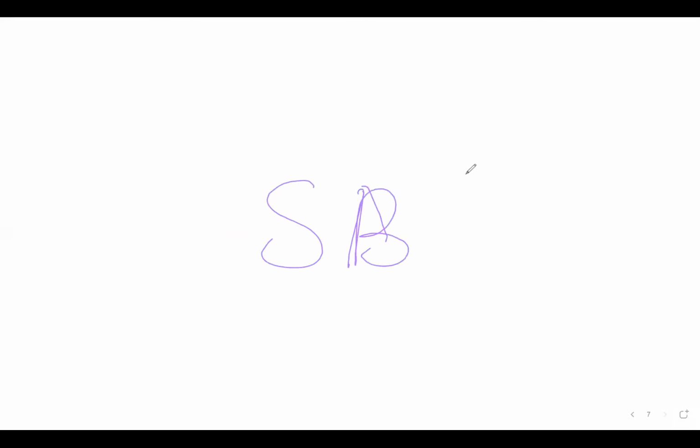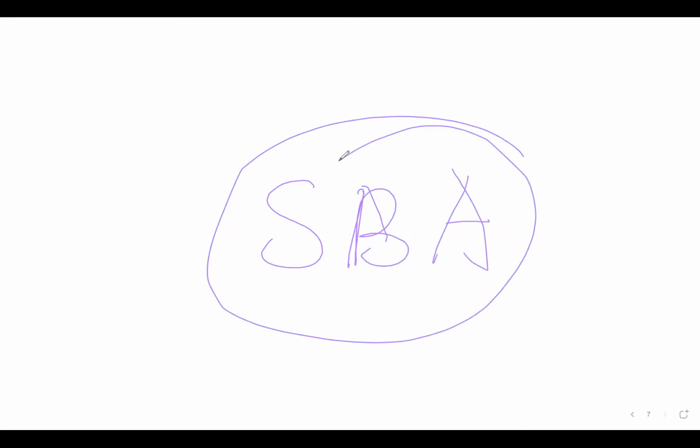SBA, single best answer, the ones where you see all options are correct. If you have 4 options and all those options appear to be true, now, of those options, there is one that is more appropriate than the others. Maybe in that condition, that is the most common presentation of that condition. So even though all the others are present, they are less common. They occur less frequently. So the most common will now be the best.